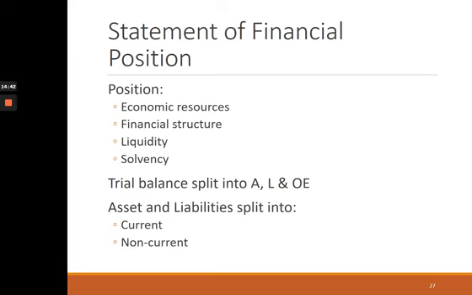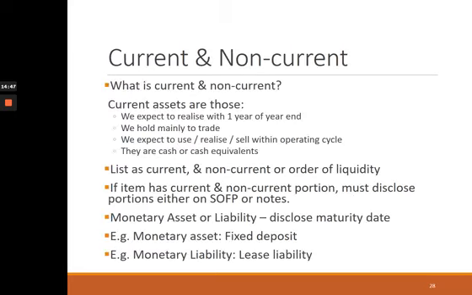All your assets and liabilities will be split up into current and non-current portions. So what is current and non-current? How do we determine what is current and non-current? Current assets are those that we expect to realize within 1 year of the year end. So meaning that we are expected to sell that asset or use that asset or realize that asset within 1 year. We hold it mainly to trade, and they are cash or cash equivalents.